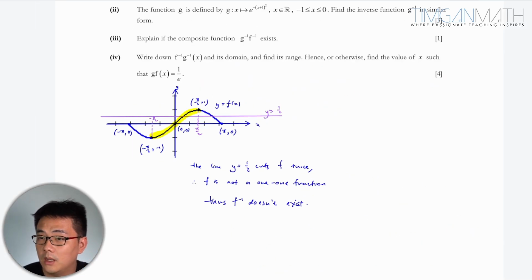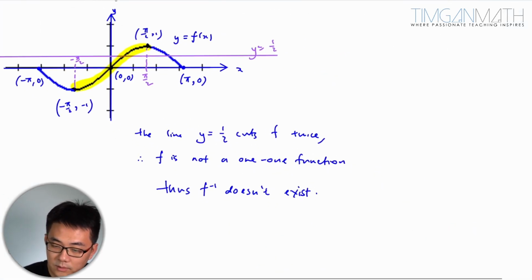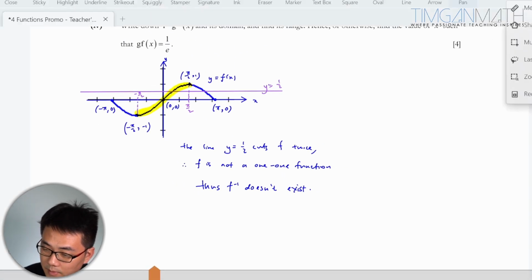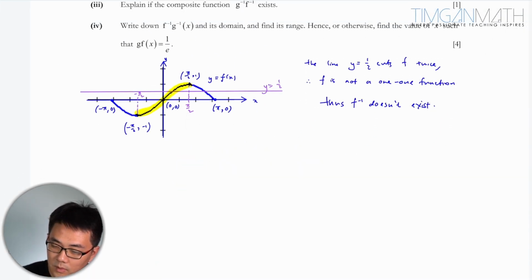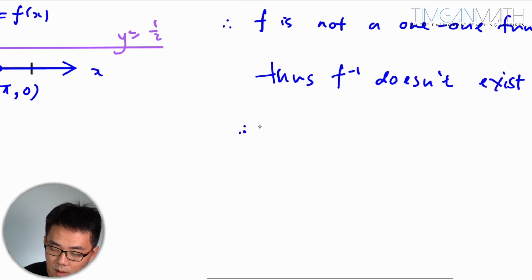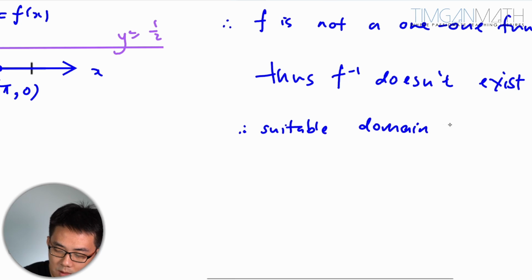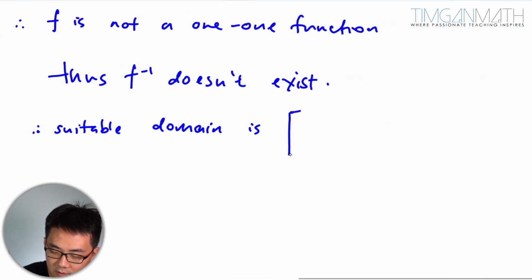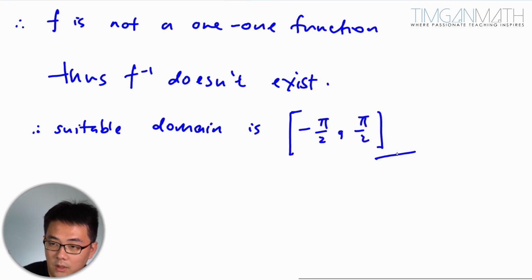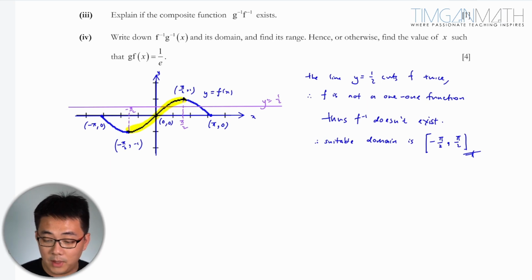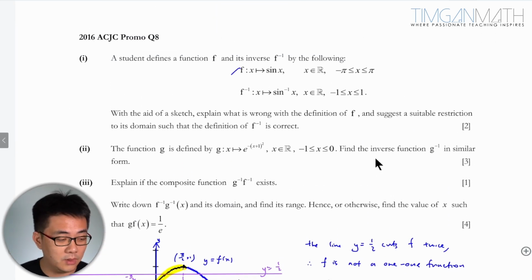So the suitable domain is negative pi over 2 to pi over 2. Just remember that if this is pi and 0, the maximum point is half of it. That's why it's minus pi over 2 to pi over 2. So that's how you do the first part.